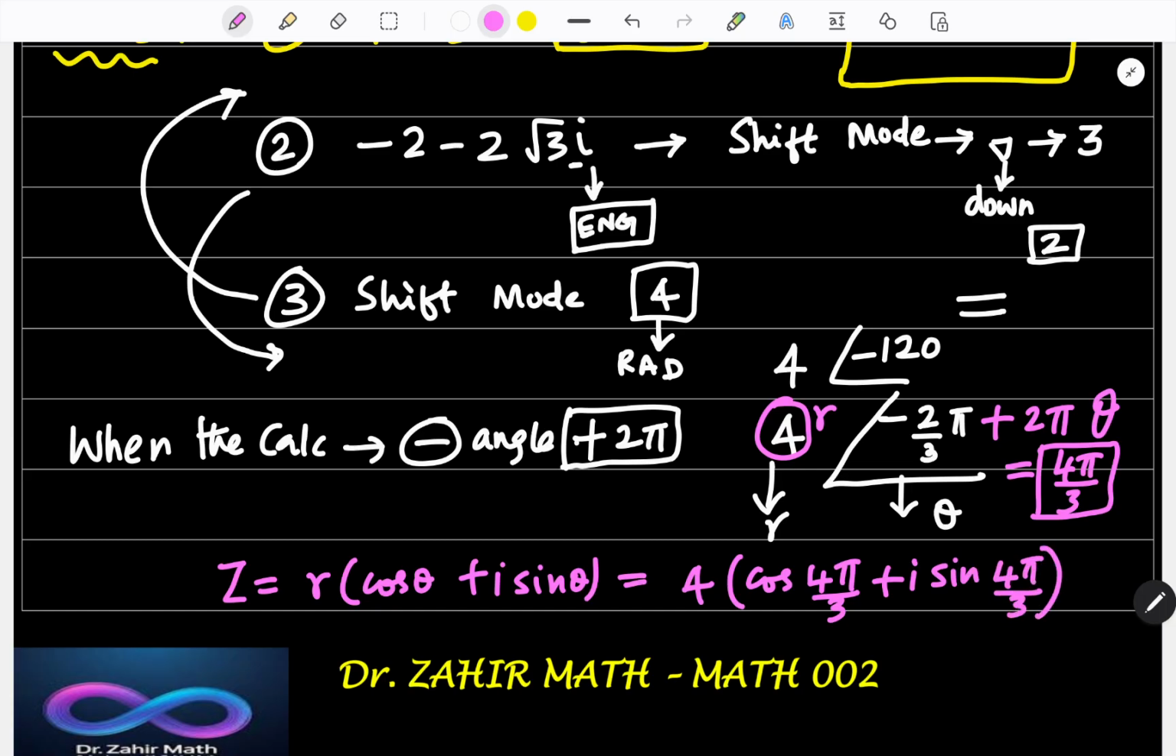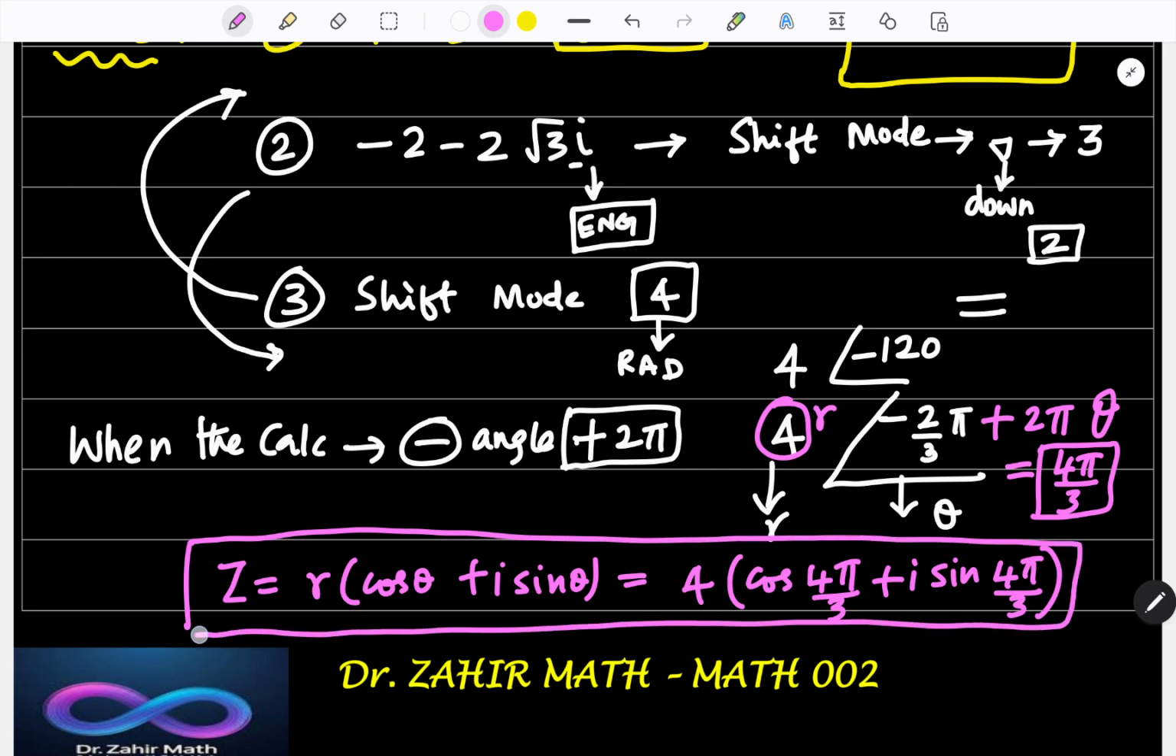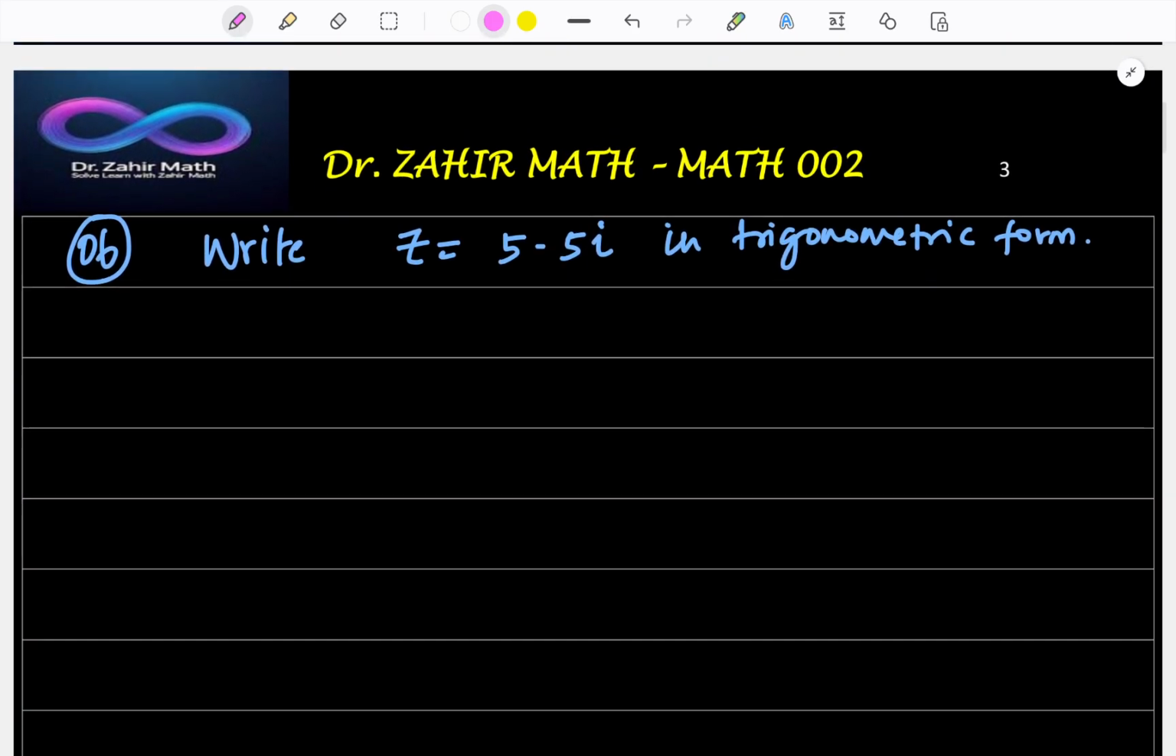Teacher, can I give the answer in degree? No, you should give the answer only in radian. This is a standard procedure. So when the theta comes negative in the calculator, please add 2 pi. Please add 2 pi. Keep it in your mind. Okay, right. The procedures are very easy if you practice.